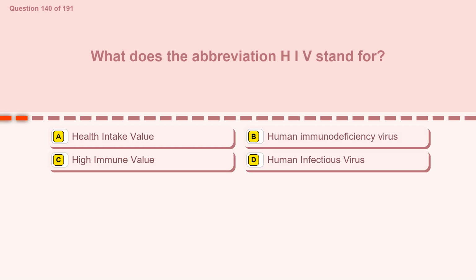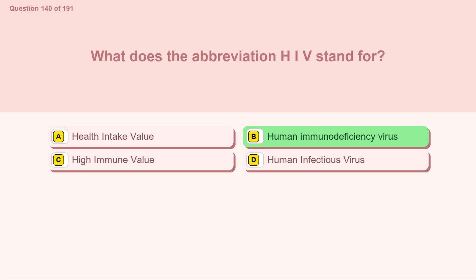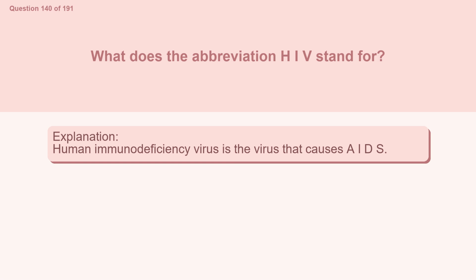Question 140. What does the abbreviation HIV stand for? Option A, health intake value. Option B, human immunodeficiency virus. Option C, high immune value. Option D, human infectious virus. The correct answer is option B, human immunodeficiency virus. Human immunodeficiency virus is the virus that causes AIDS.